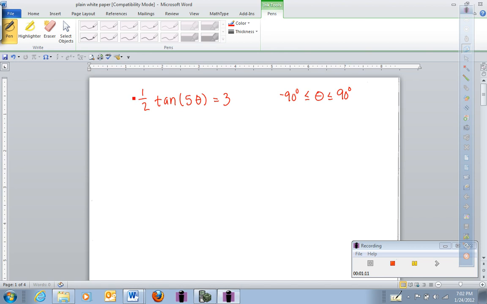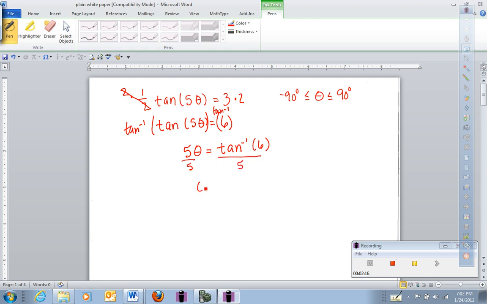And so to solve this by hand, we could multiply both sides by 2. We'd get the tangent of 5 theta is equal to 6. And then, of course, to get rid of the word tangent, we would take the inverse tangent of both sides. So if I take the inverse tangent of this side, I have to do the same thing to this side. So 5 theta is the angle whose tangent is 6. And then, of course, I'm going to divide by 5. And so my theta is going to be the angle whose tangent is 6 divided by 5.